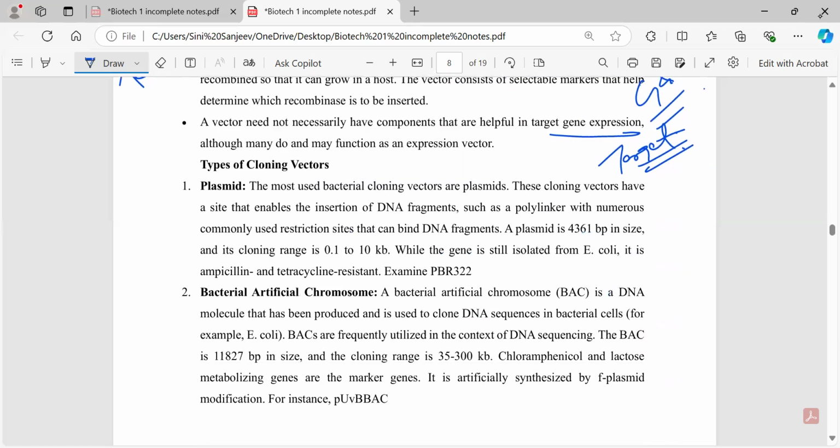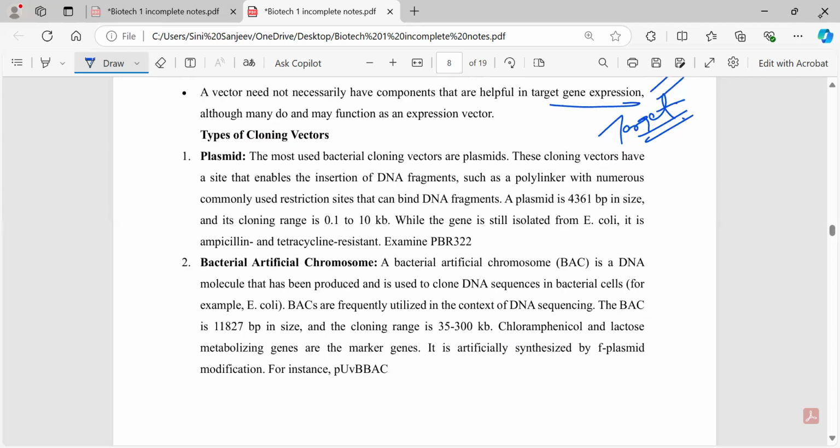Next one is the types of cloning vectors. Now, when you come to the cloning vectors, we already know that according to the origin of replication and the selectable marker, you choose what type of vector is required, right? So usually cloning vectors are as follows.